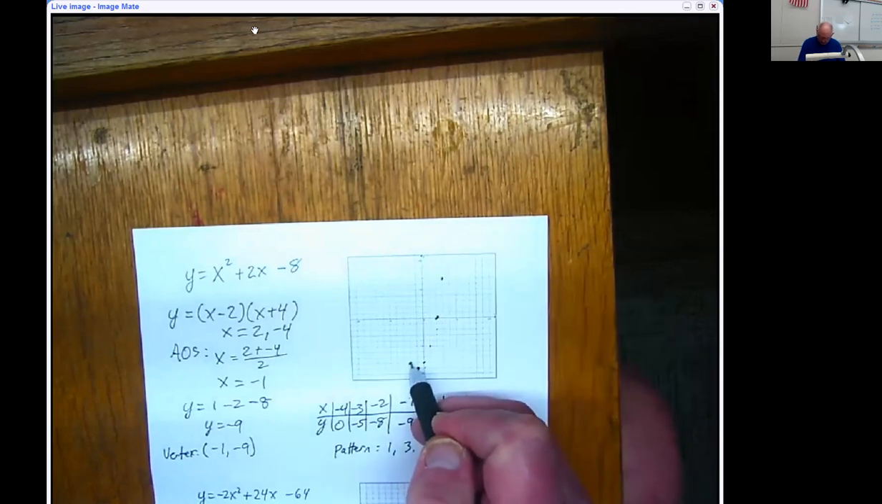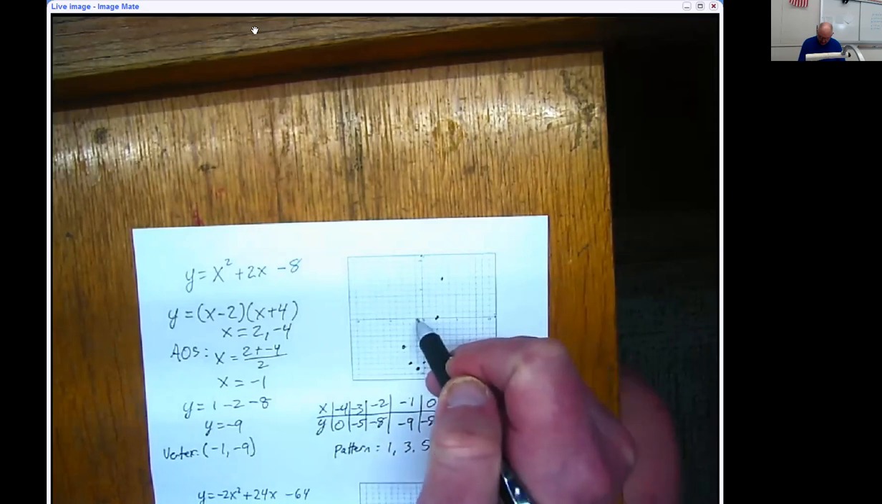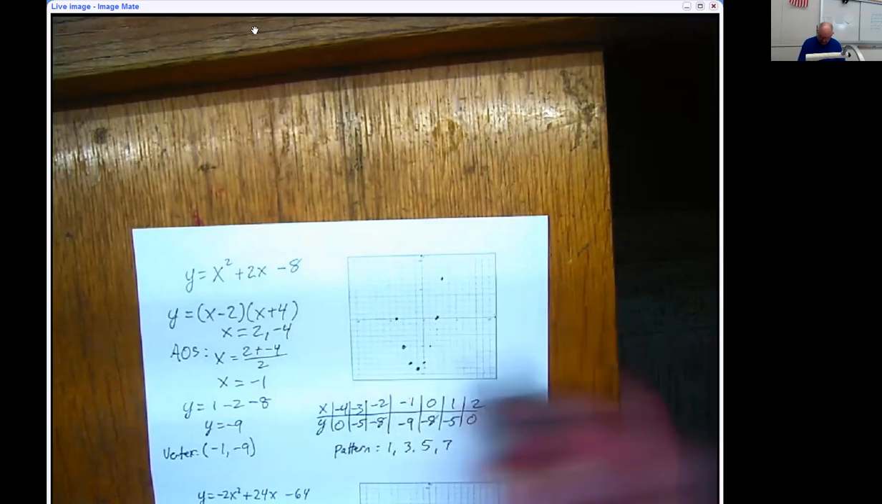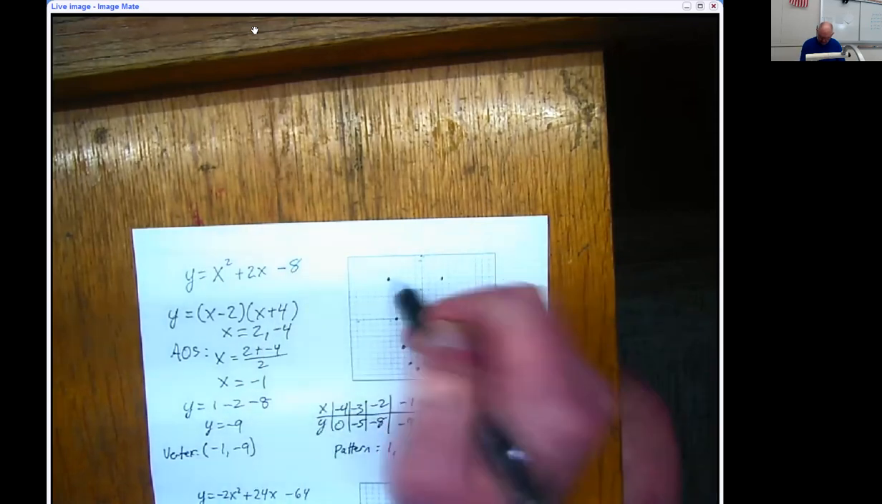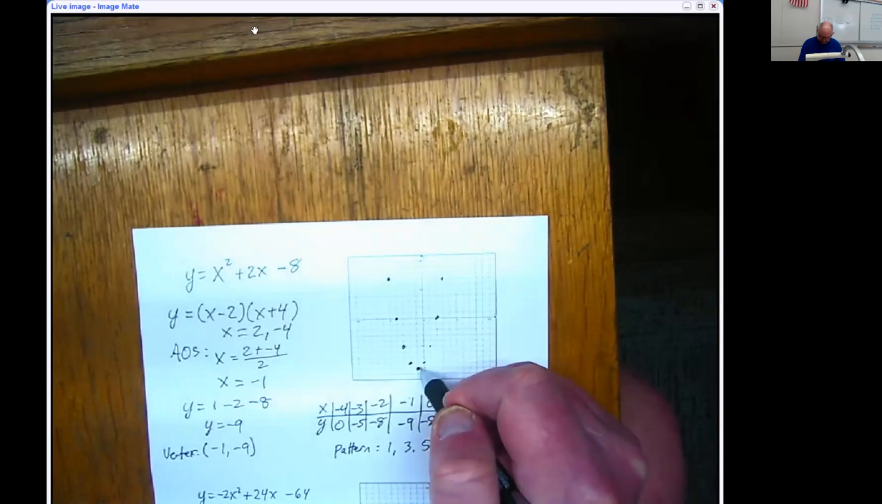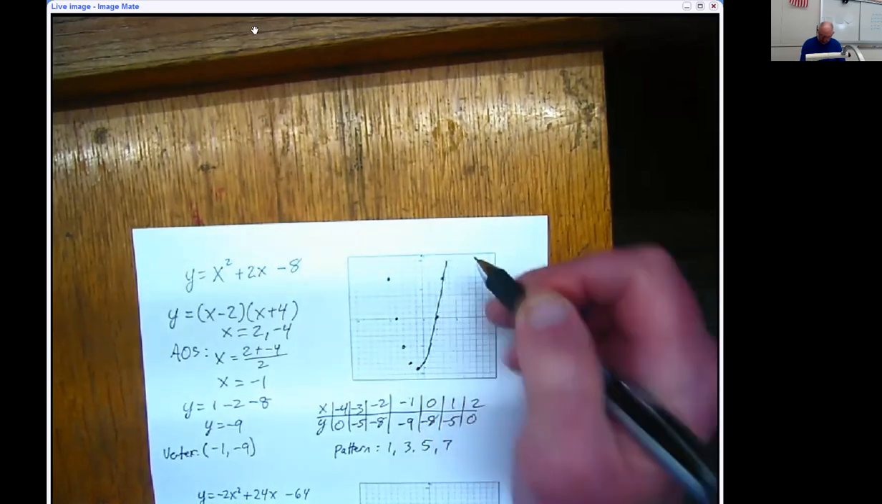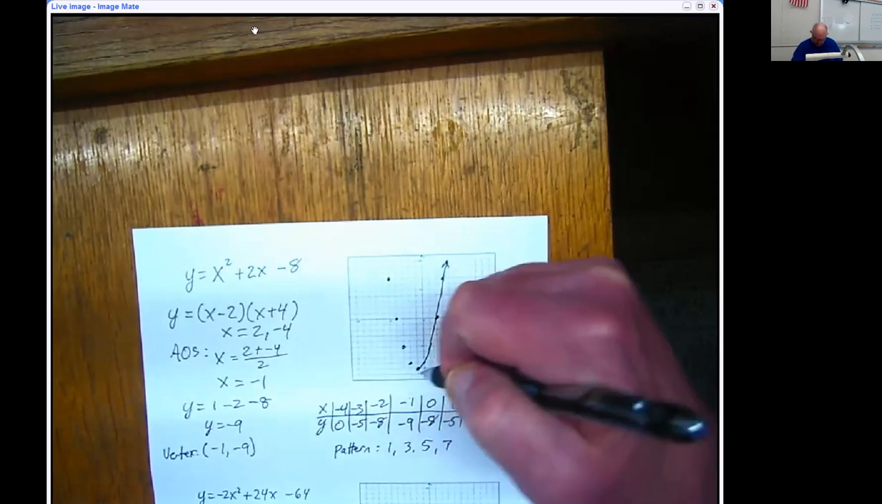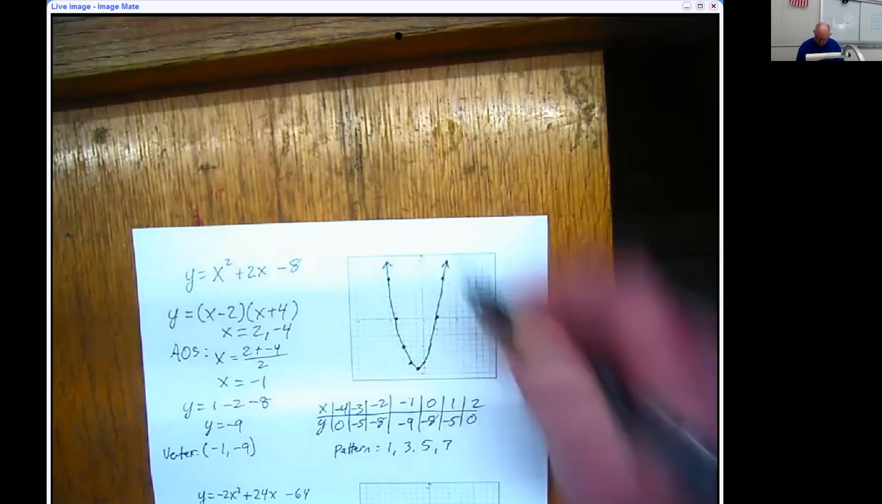Reflect, so right there. 1, 2, 3, 1, 2, 3. Perfect, -4. And then we flip this over, and we've got it. Draw in your parabola. Make sure you have arrows at the end indicating that it goes on forever.